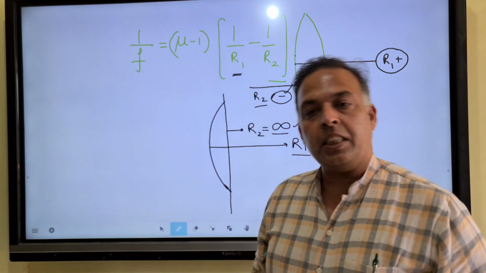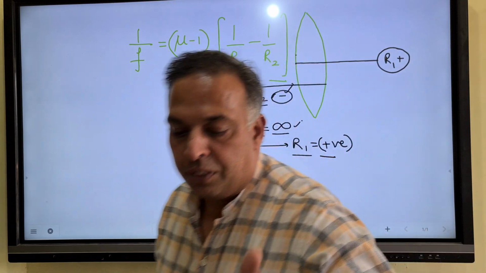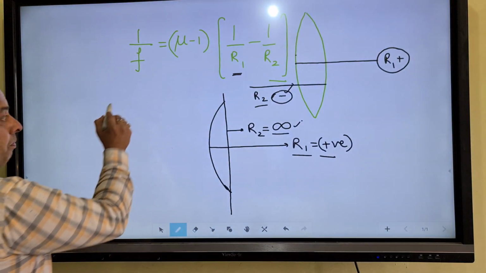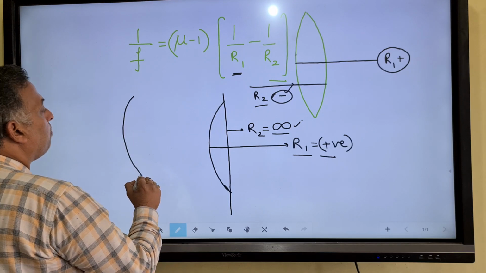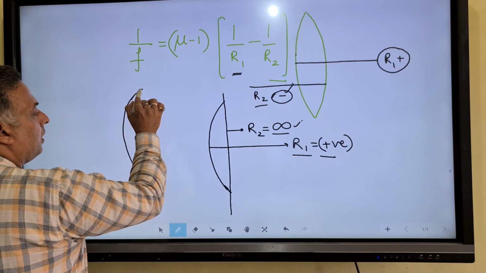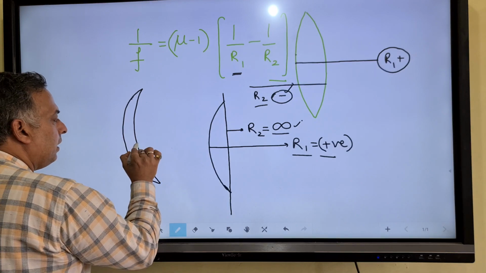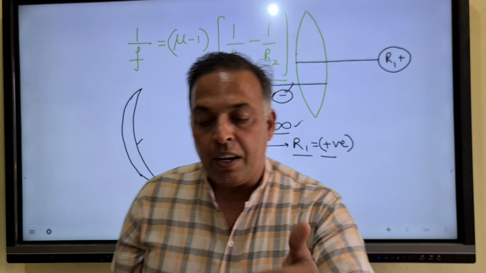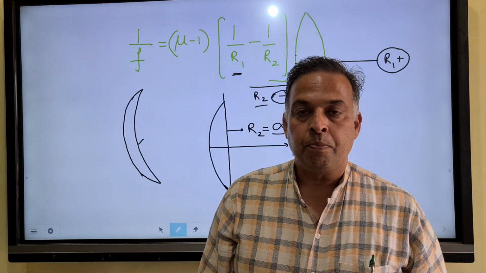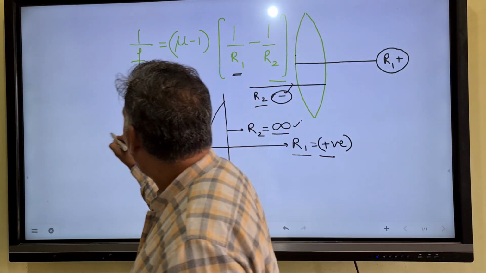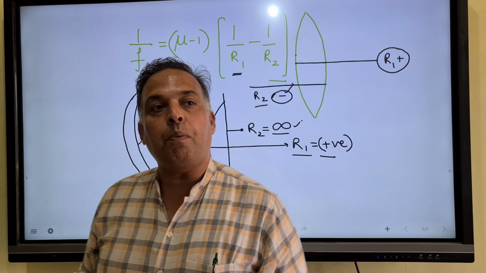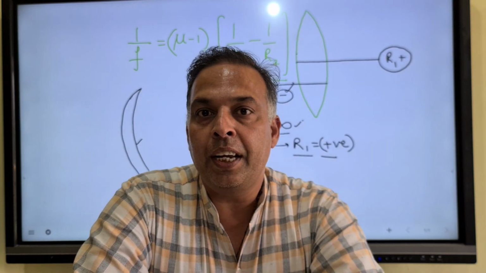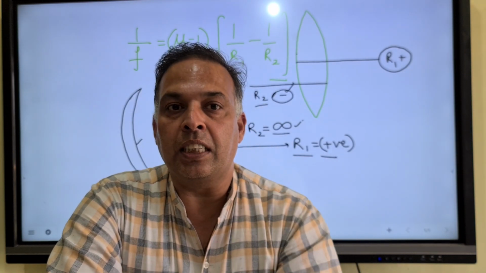Secondly, in another case, if you have this lens, it becomes concavo-convex, where both surfaces are on the same side. R1 is positive and R2 is also positive in this case. So in this way we define these two lenses.